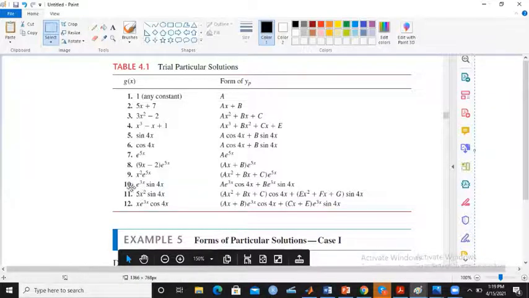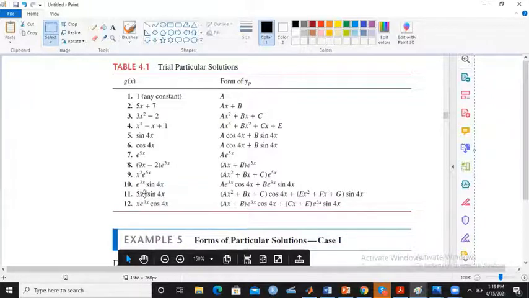Then row number 10 is extremely important. Please read it very carefully. I have the exponential and the trigonometric product. So what am I going to do? I will say a cos 4x, b sin 4x, and I will multiply both terms with e to the power 3x. Next, row number 11, I have 5x squared sin 4x.